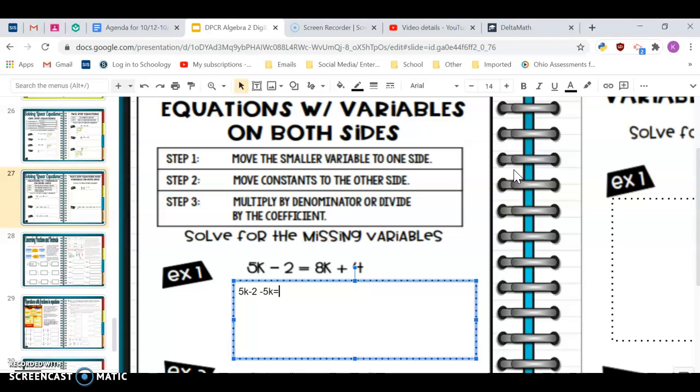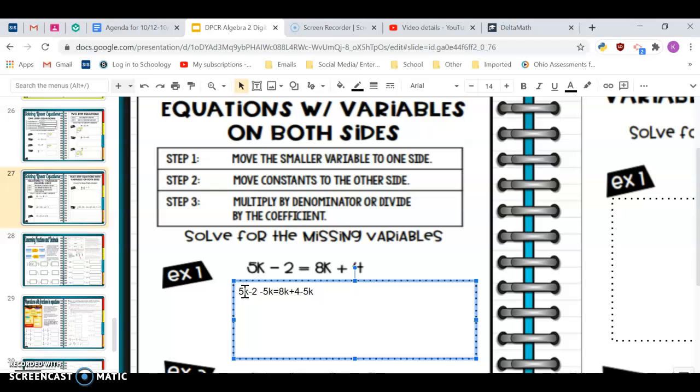Now on the other side, in order for me to keep it equal, I need to do that minus 5k again. So I have what I start off with, 8k plus 4, and then I'm minusing 5k from it. Because I'm doing this here and this here, when I rewrite this, it's still equal.